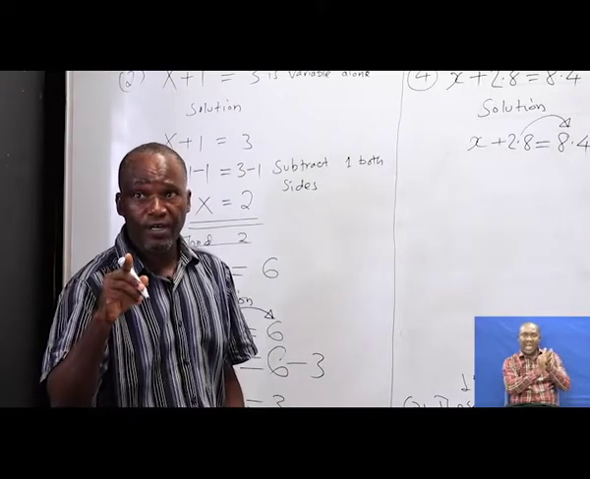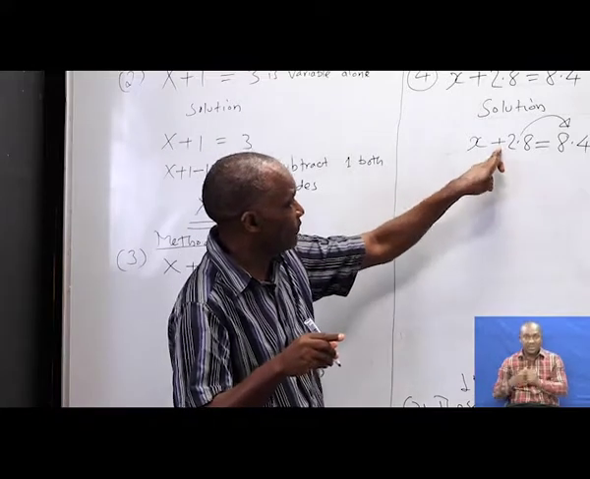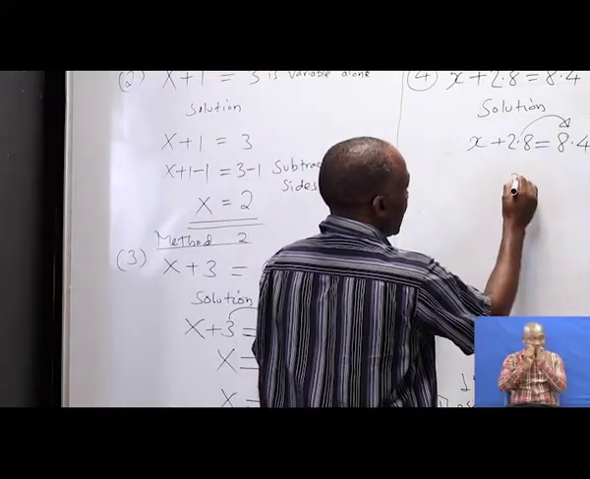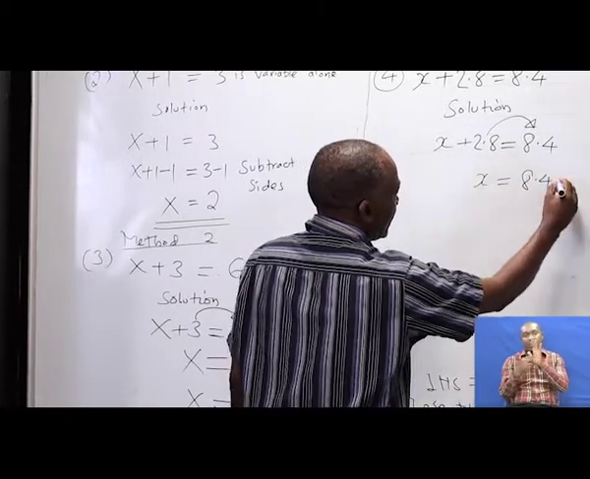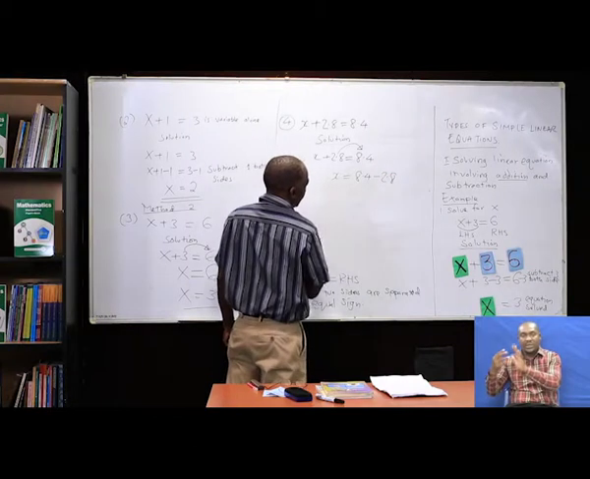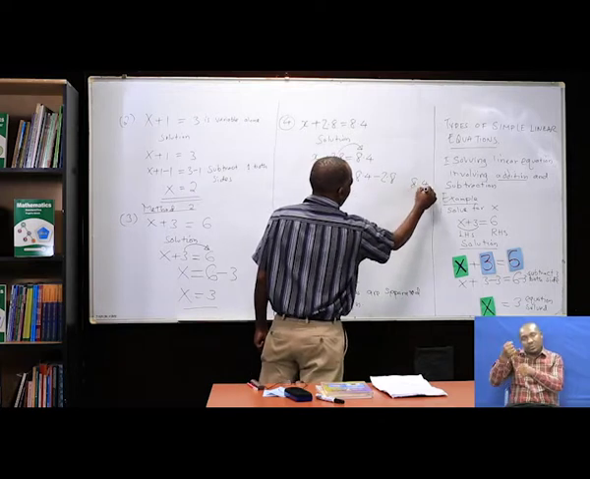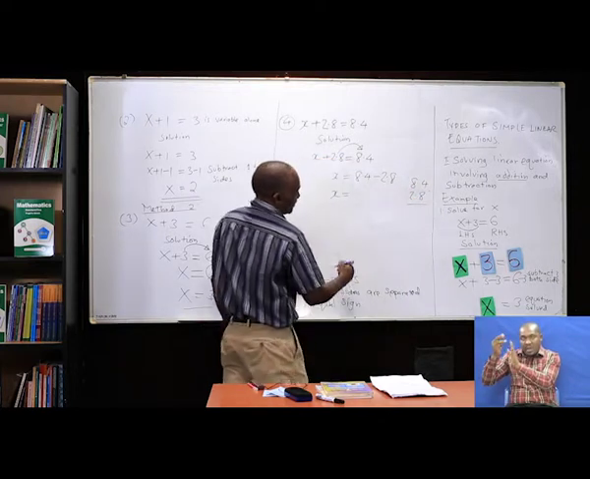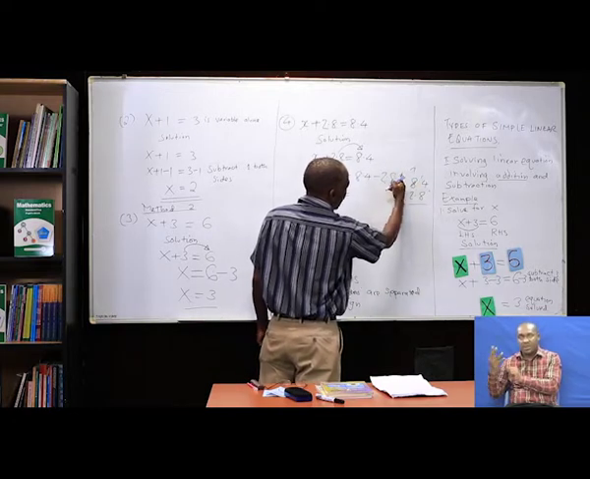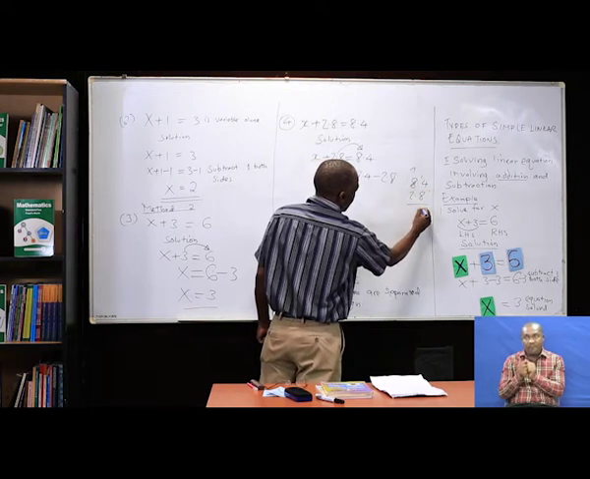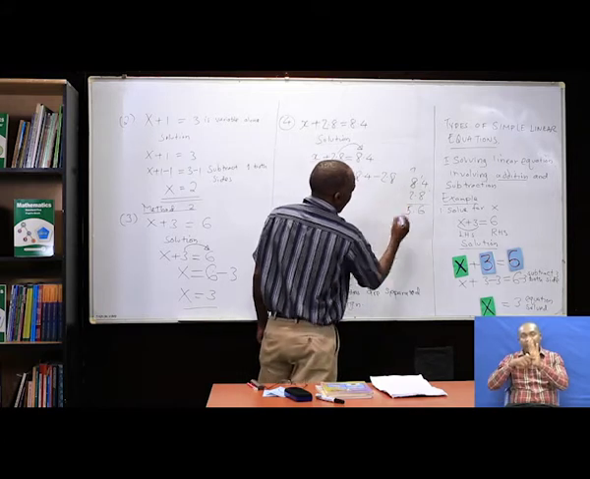It's positive. It means it's going to be subtracted. The opposite of positive is minus. So x is equal to 8.4, you are taking this to another side, minus 2.8. Then x, you can do somewhere: 8.4 minus 2.8, and then 14, you borrow 1 there, 14 minus 8 is 6, and then 7 minus 2 is 5.